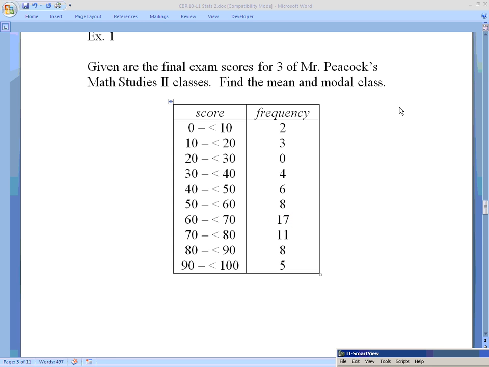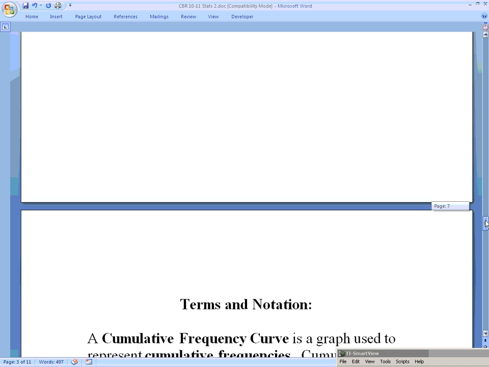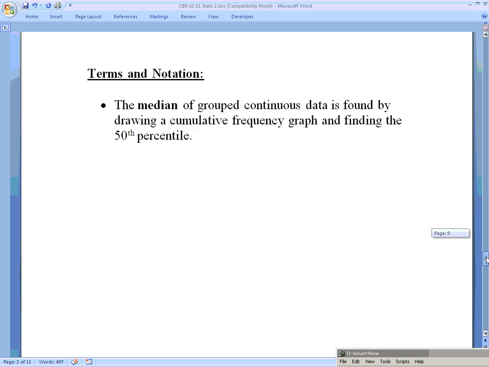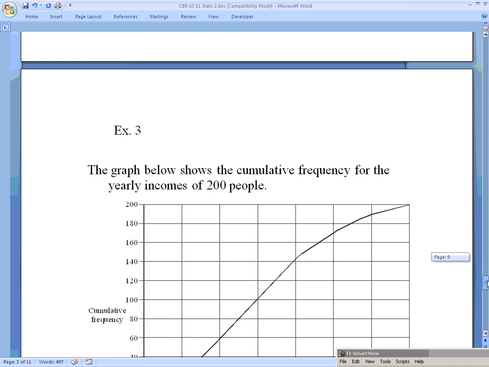One last example. We can also make a graph called a cumulative frequency curve. It's a graph that represents cumulative frequencies. They're plotted against the upper end of each class interval. If you want to find the median using a cumulative frequency graph, you simply find the 50th percentile and then use the graph from that point on. So let me give some examples of that.